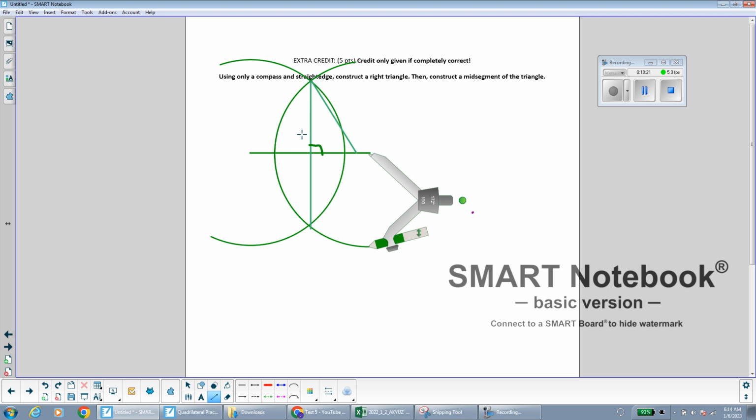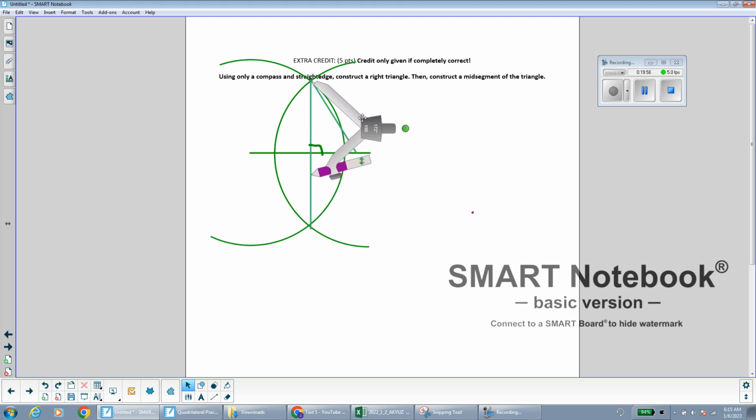So in order to construct a midsegment, I need midpoints of two of the sides, and then I'll connect the midpoints together. Best way to get the midpoint of a line segment is a perpendicular bisector, just what we did just now. So I'm going to use a different color for this so all my arcs don't get confused. Let me switch my color. Okay. So I'm going to do this side, and this side. I'm going to start with this side over here, this leg of my right triangle.